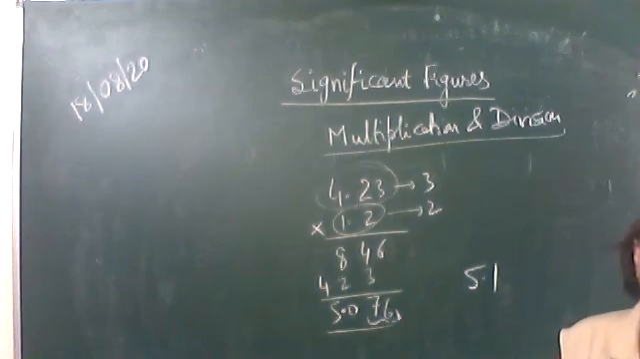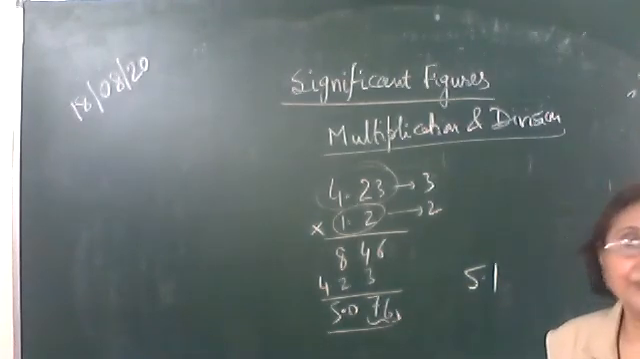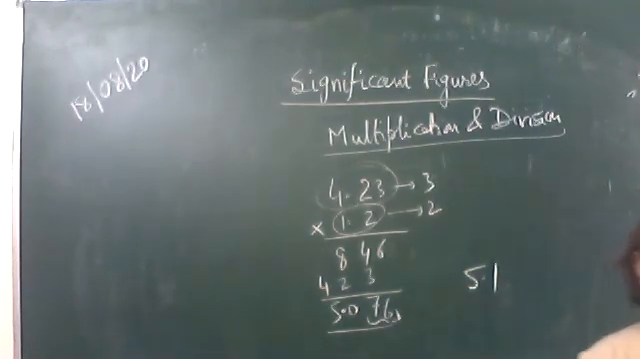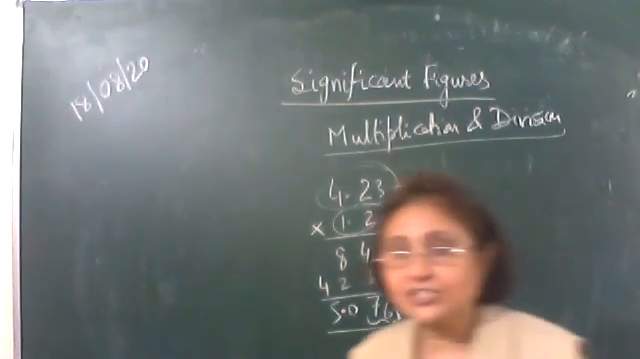Then rounding of a result. Okay, then how to add, subtract, multiply and divide in case of significant figures and express the answer in proper significant figures. Okay, next is errors. Okay, before starting it, one small definition.